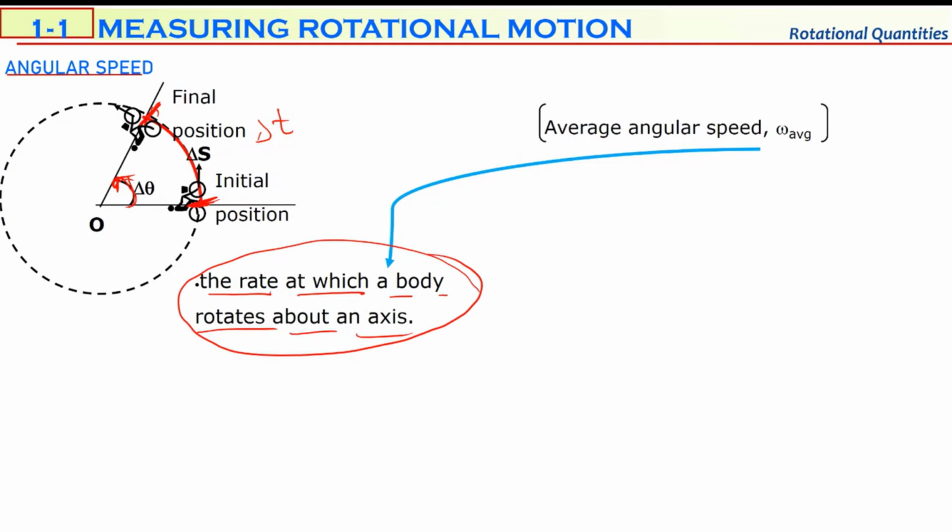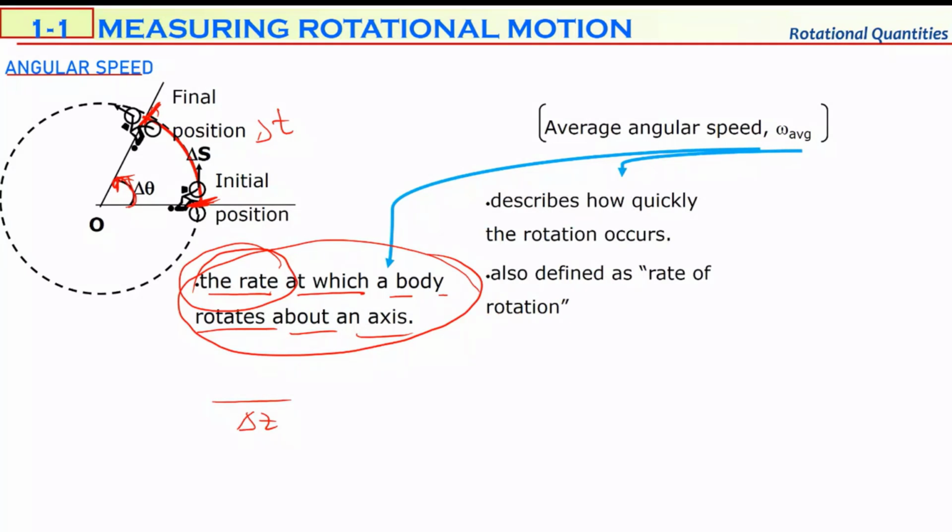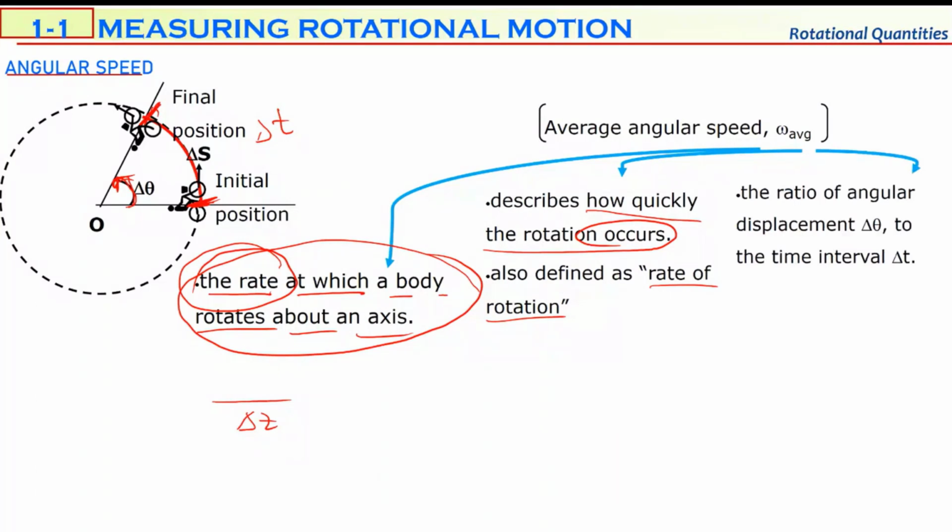This is the definition of average angular speed in your book. When something starts with the word rate, it means you are going to divide a quantity by a time interval. Average angular speed describes how quickly rotation occurs, also defined as rate of rotation. How quickly an object turns. And we can calculate average angular speed by the ratio of angular displacement delta theta to time interval delta t.